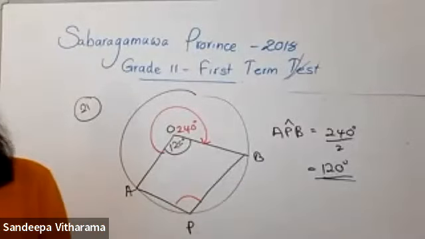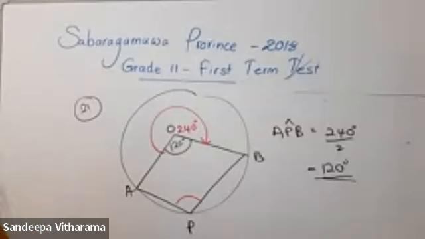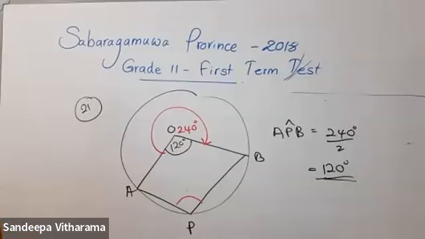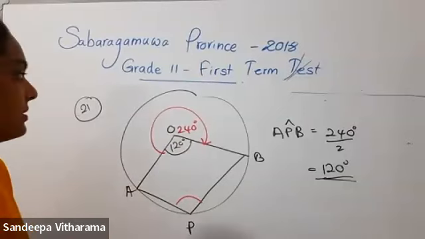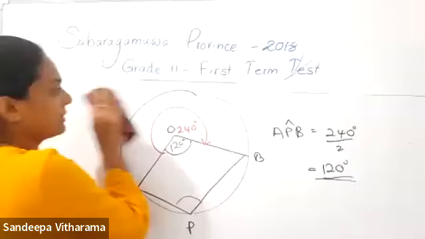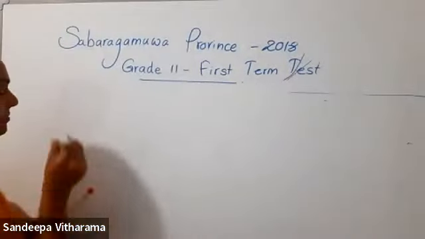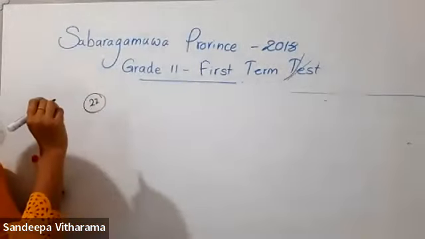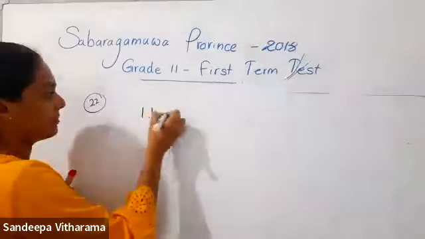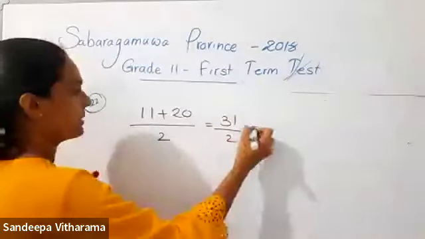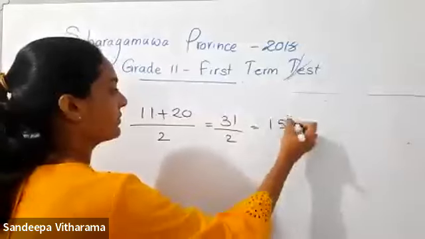This 22nd one: the table given below shows the frequency distribution of the marks scored by a group of grade 11 students for a mathematics test. Find the mid-value of the class interval 11 to 20. How do we find the mid-value of 11 and 20? It's very easy now. That means it is a 1 mark question. 11 added to 20 divided by 2. So it is 31 divided by 2, which is 15.5.